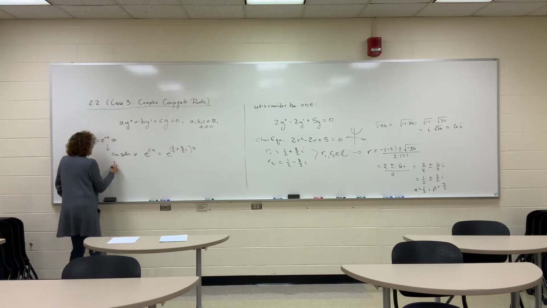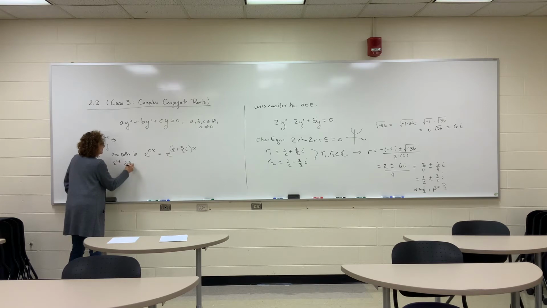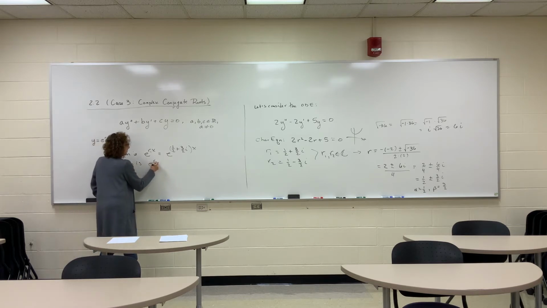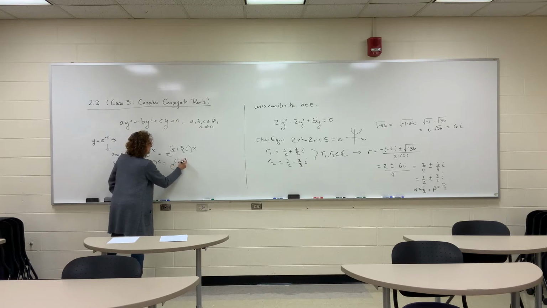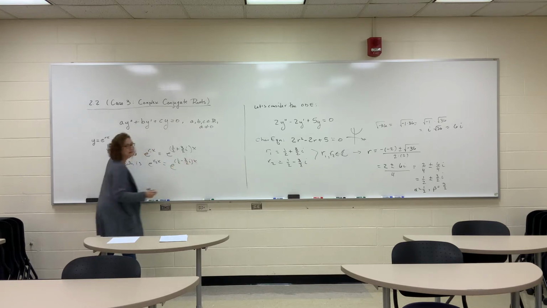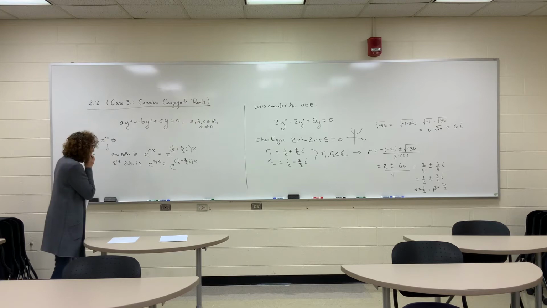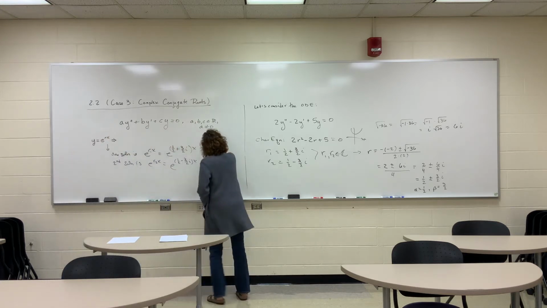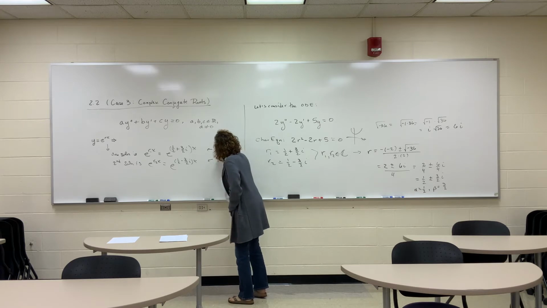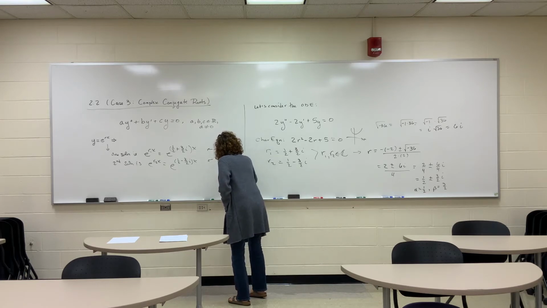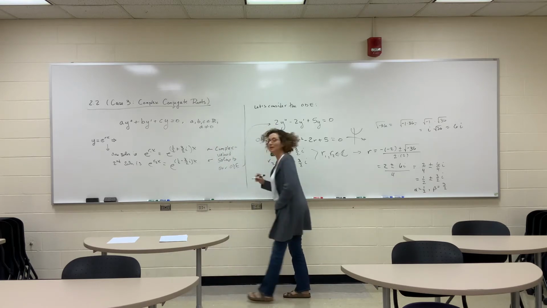And the second solution is e to the r2x. So that's e to the 1/2 minus 3/2 i x. Now, these are complex valued solutions to our ODE here, right?